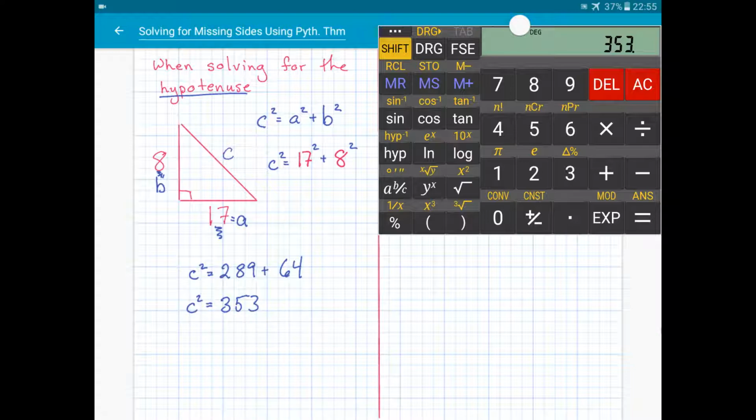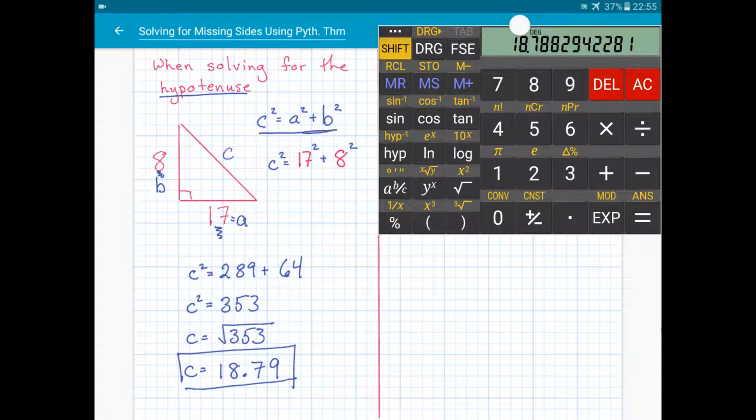Now be careful, don't stop there. Now you have to find what c is. So to find c, you're just going to take the square root. So the square root of 353, which you can see on my calculator there, is 18.79 when we round it off. So that's our answer there when we're looking for the hypotenuse. So the key step here is know what formula to start with.